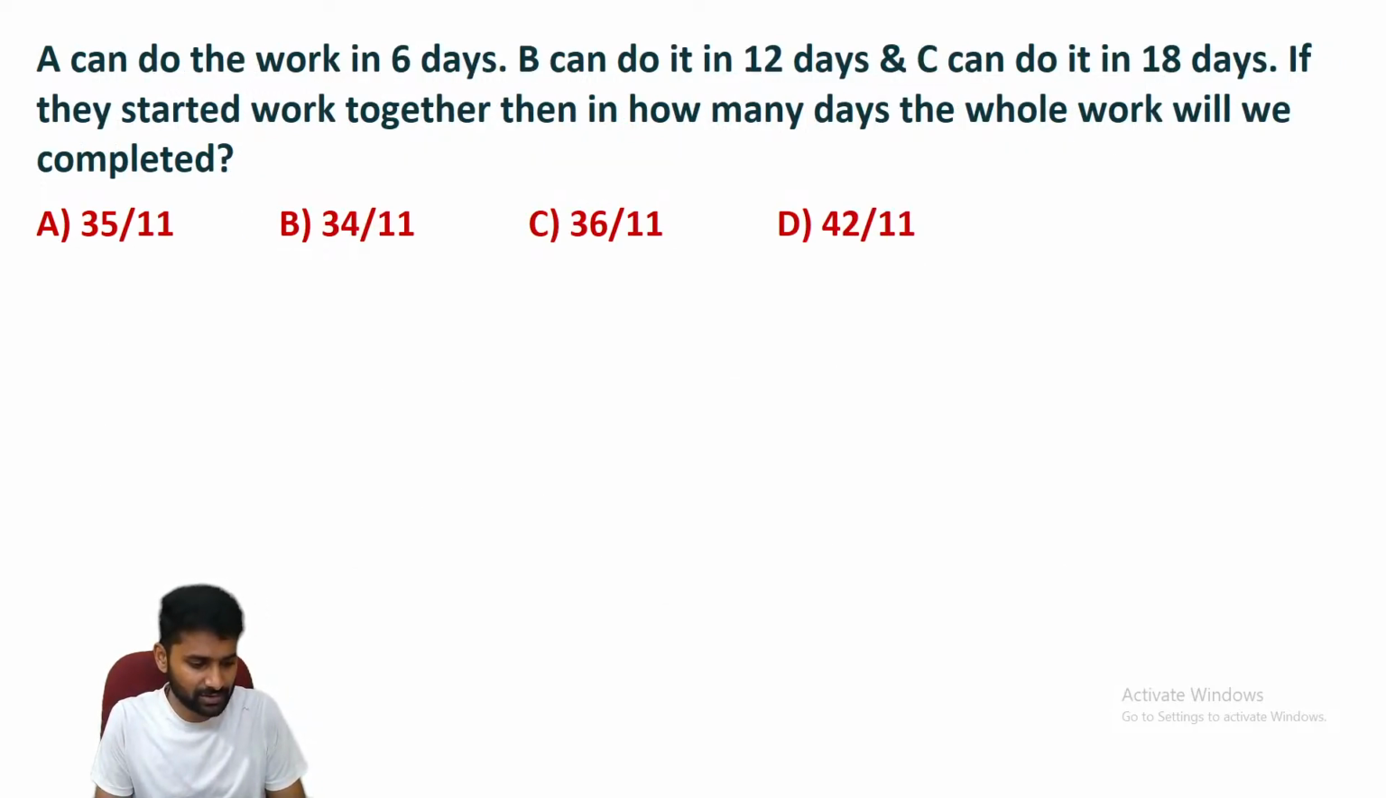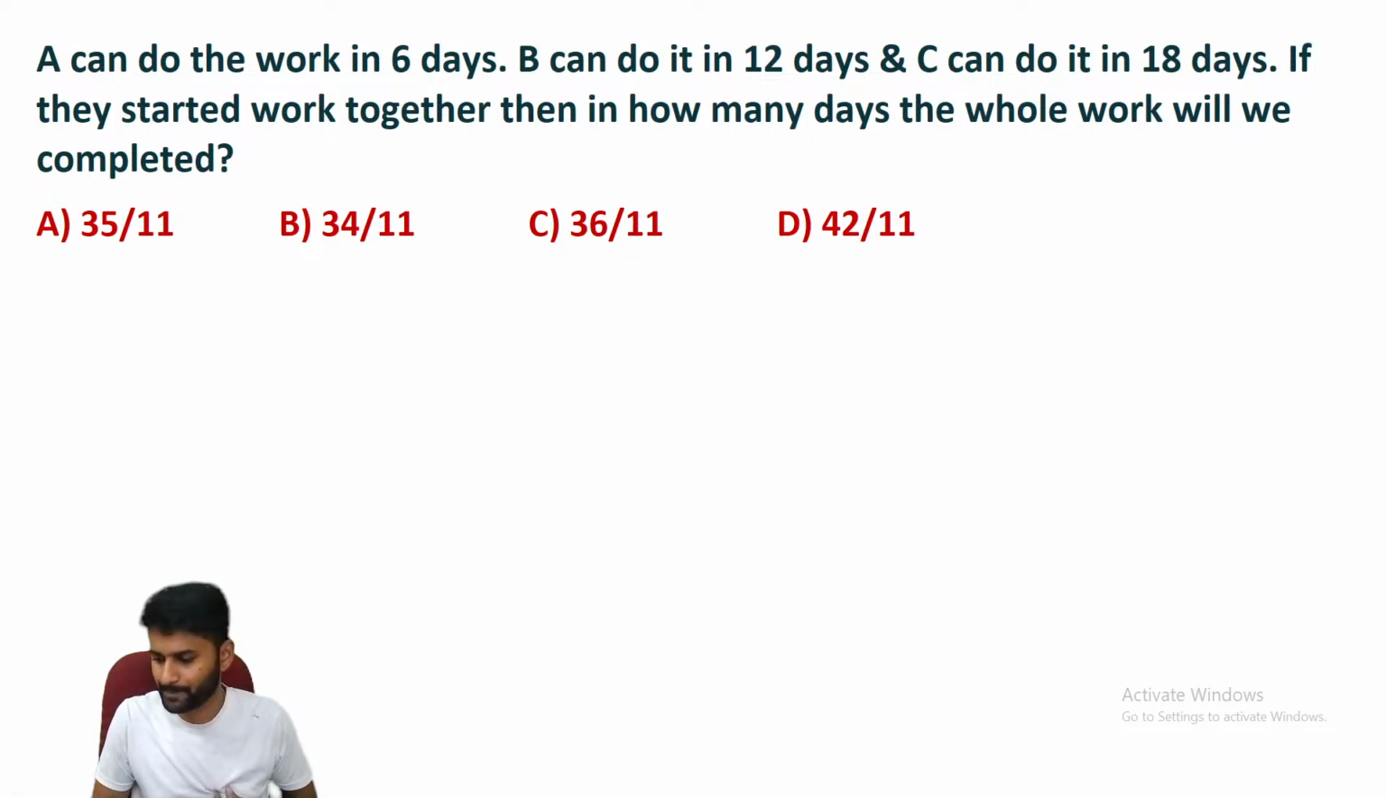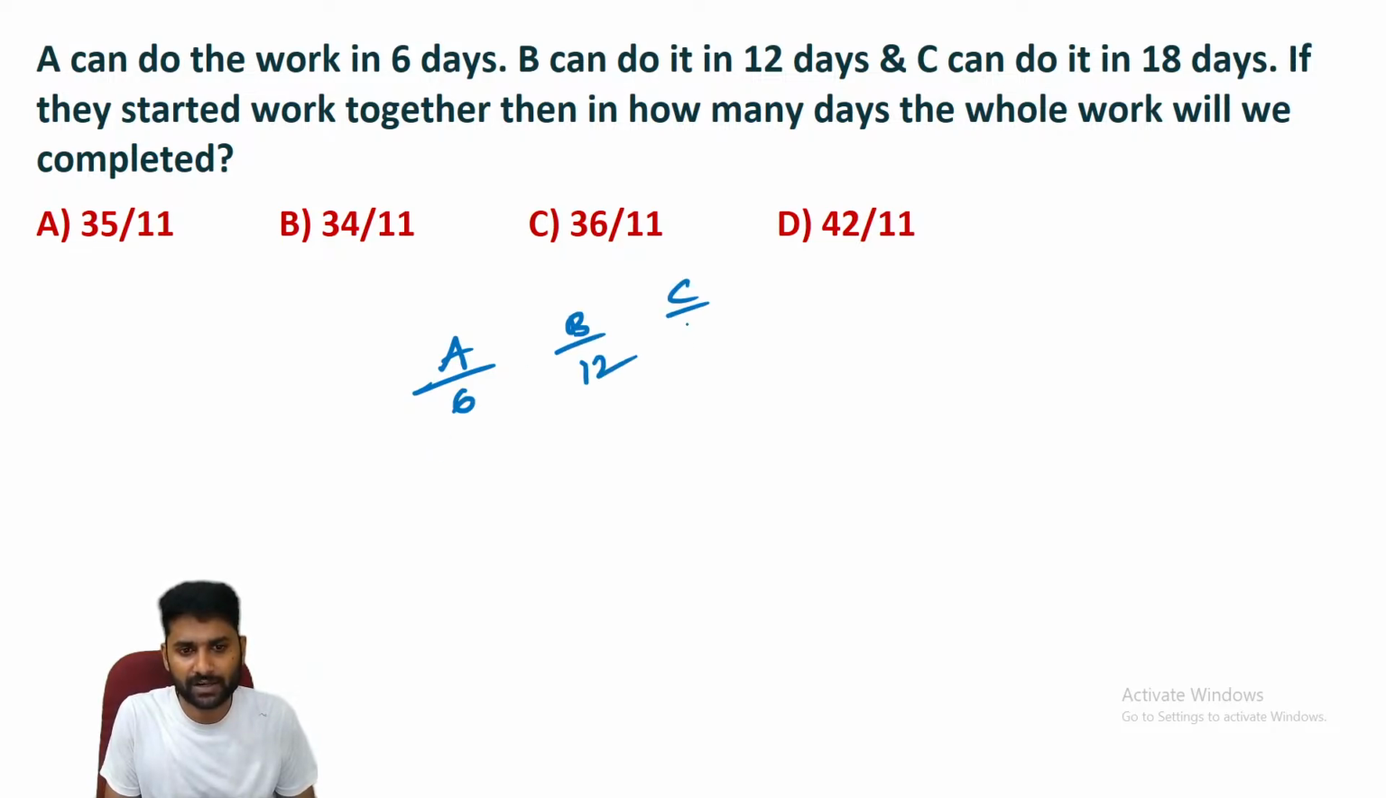Go through the time and work concept. Now see, A can do a work in 6 days. B can do a work in 12 days. C can do a work in 18 days. So if all start work together, in how many days will the whole work be complete?